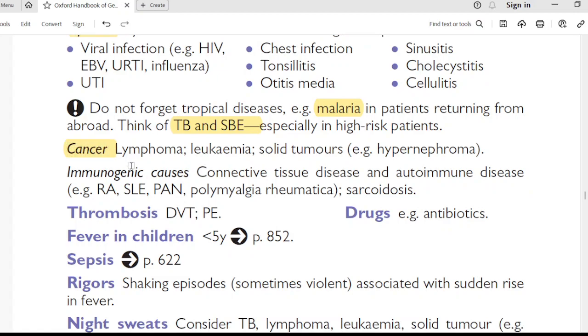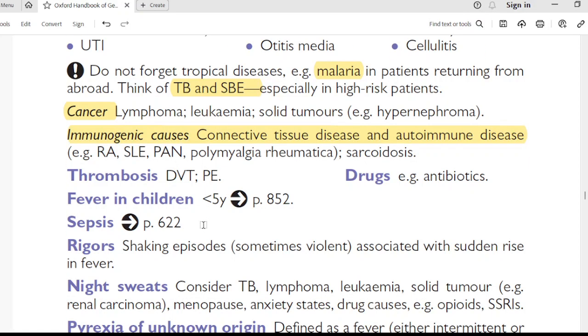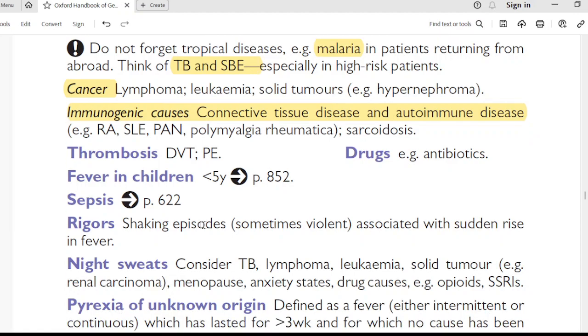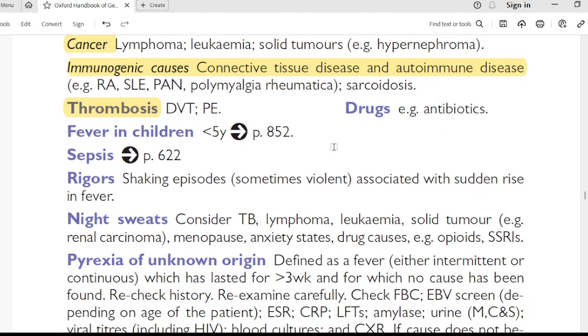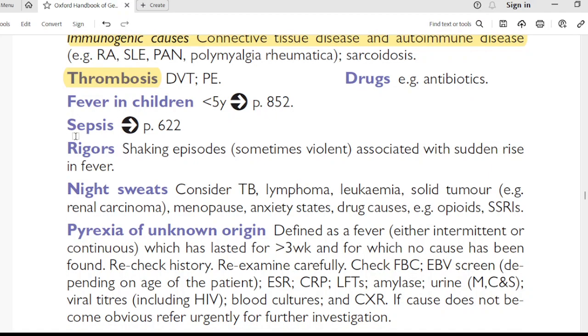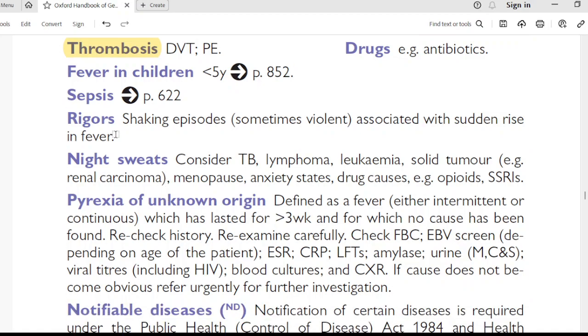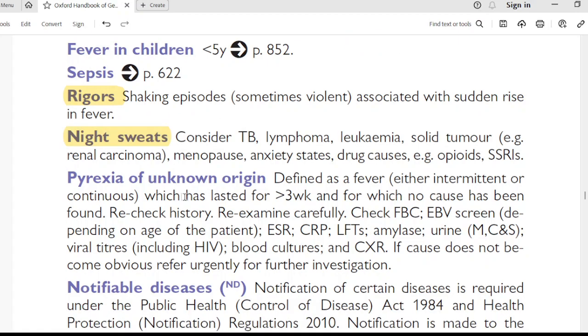Cancer, lymphoma, leukemia, solid tumors, hypernephroma can also cause pyrexia. Immunogenic causes: connective tissue diseases and autoimmune diseases like rheumatoid arthritis, SLE, PAN, polymyalgia rheumatica and sarcoidosis can also cause pyrexia. Thrombosis like DVT and pulmonary embolism. Drugs, antibiotics, fever in children less than 5 years, page 852, sepsis 622. Rigors, shaking episodes, sometimes violent, associated with sudden rise in fever. Night sweats, consider tuberculosis.